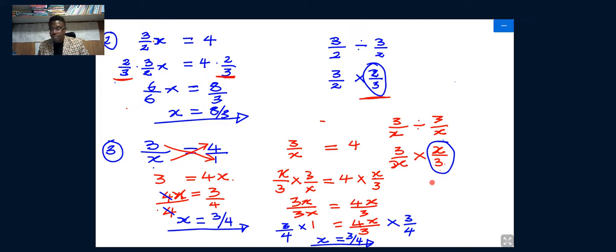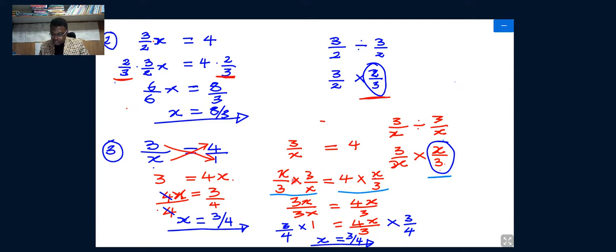Okay? This is what we are looking for, this x over 3. I'm taking this x over 3, and I'm going to multiply it on the equation. Here is my equation. I'm multiplying it on the left hand side here, and I'm multiplying it on the right hand side.